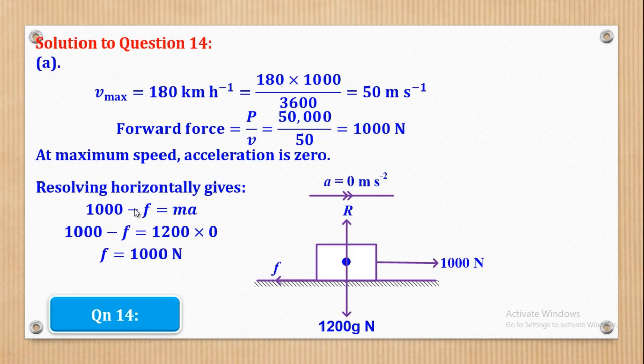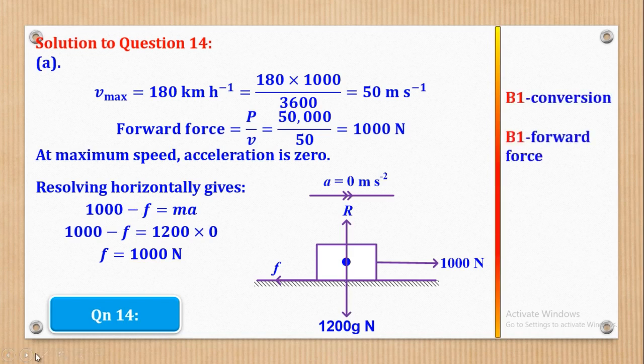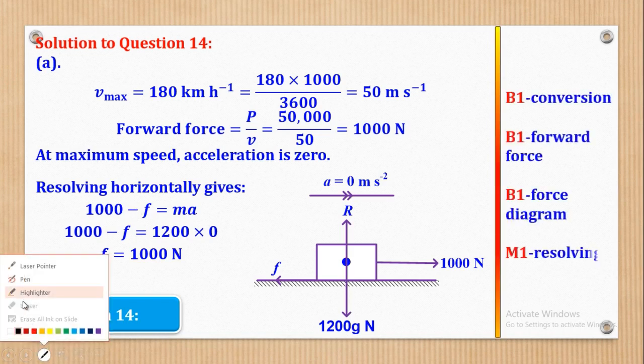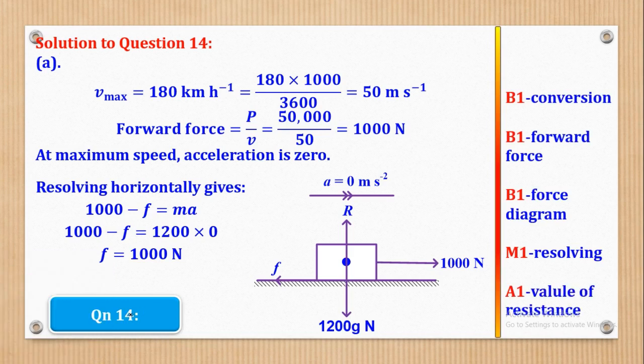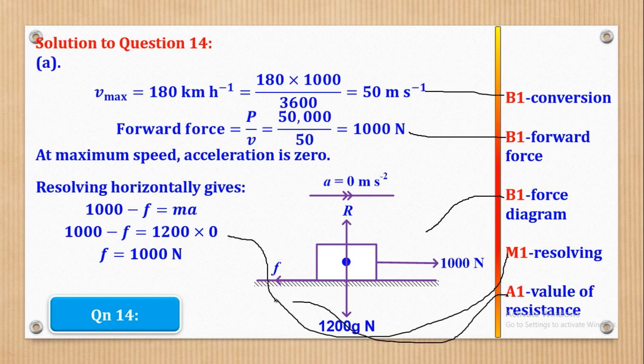Now, let's see how those 5 marks can be got. The first mark is the conversion, from kilometers per hour to meters per second. This one is for getting the forward force. This one is the correct force diagram drawn using a ruler. This one is for resolving, and this one is for the value of resistance.